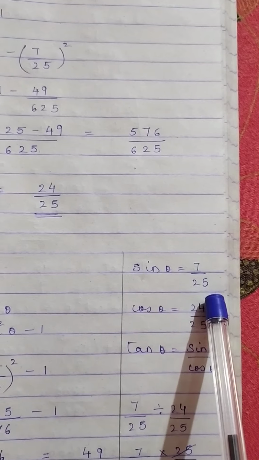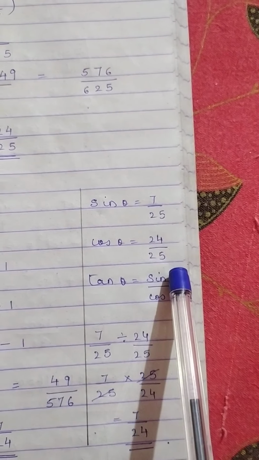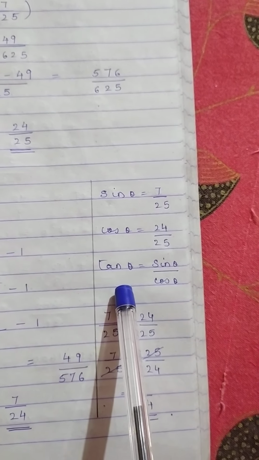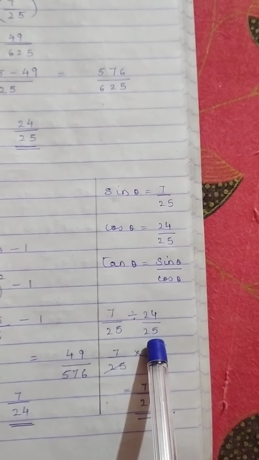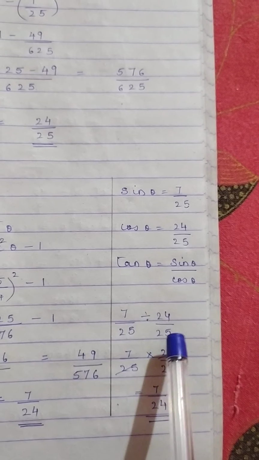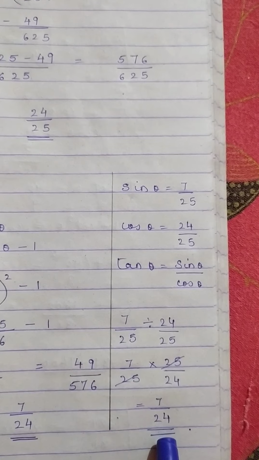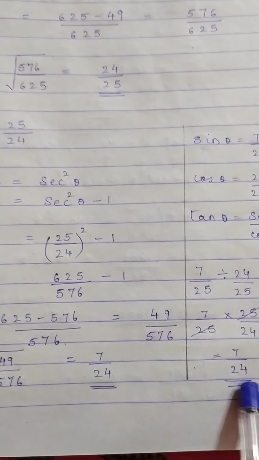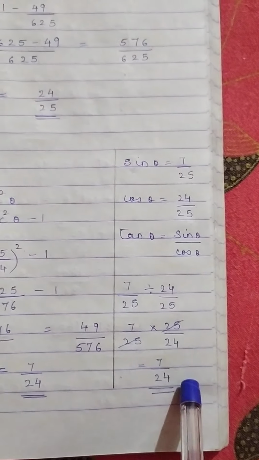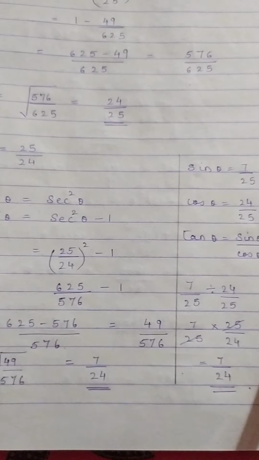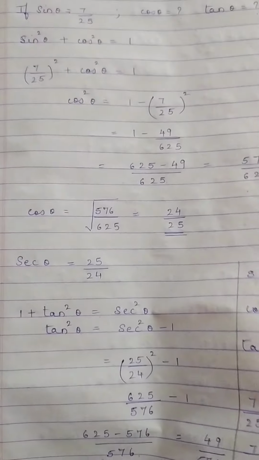Sin theta, you are given 7 upon 25. Cos theta, we have got 24 upon 25. We know when I divide sin theta by cos theta, I can get tan theta. Therefore, 7 upon 25 divided by 24 by 25. Now, when I write in terms of multiplication, this becomes reciprocal 25 by 24. These two get cancelled. My answer is 7 upon 24. Now, this method is different, but the answer remains the same. You can either use this method or you can use this method, whichever you find is easy. Okay, so this is the method to do this sum.